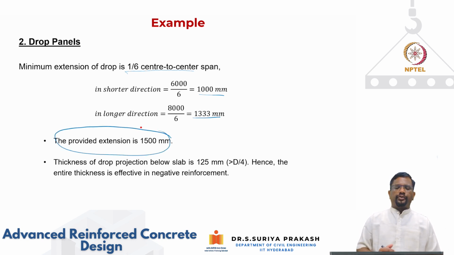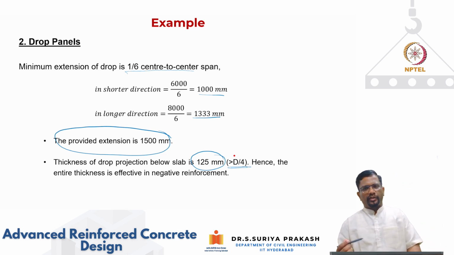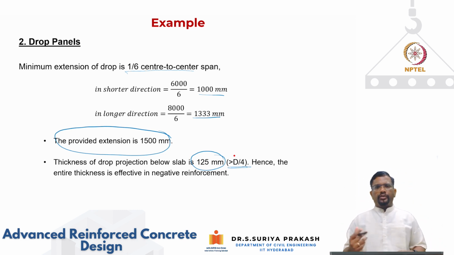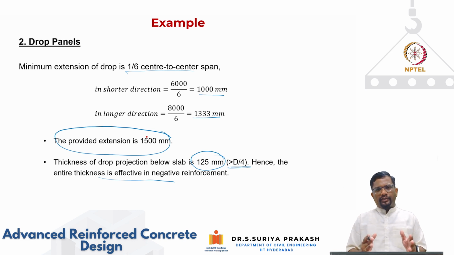Also, the thickness of the drop projection is 125 mm in this case, which is greater than 1/4 of the thickness of the slab. What is 1/4 of the thickness of the slab? 250 mm is the thickness of the slab, so 250 by 4 is what the thickness of the projection should at least exceed. So the dimensions of the drop panel that we have provided satisfy the minimum requirement.